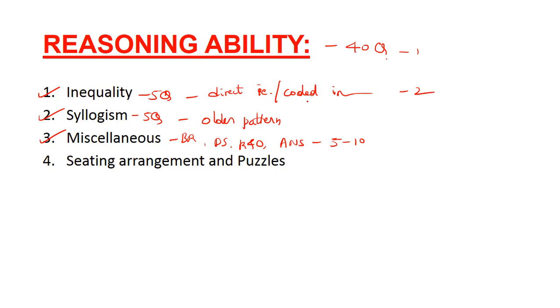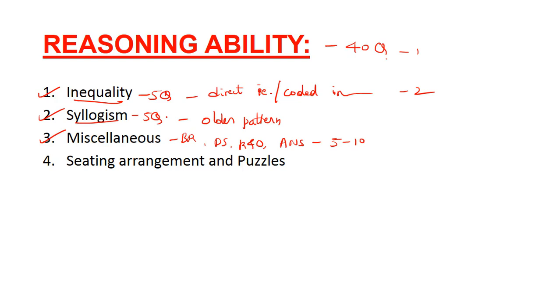So be familiar with all these types of questions so that you can do all of them very well. Whenever you're solving reasoning ability questions, solve inequalities first, then syllogism, then go for the miscellaneous questions like blood relations. Only 2 to 3 questions should be there. It will not be so complex. Direction sense, ranking and ordering, and alphanumeric series will also not be so complex. You can excel in them very easily.